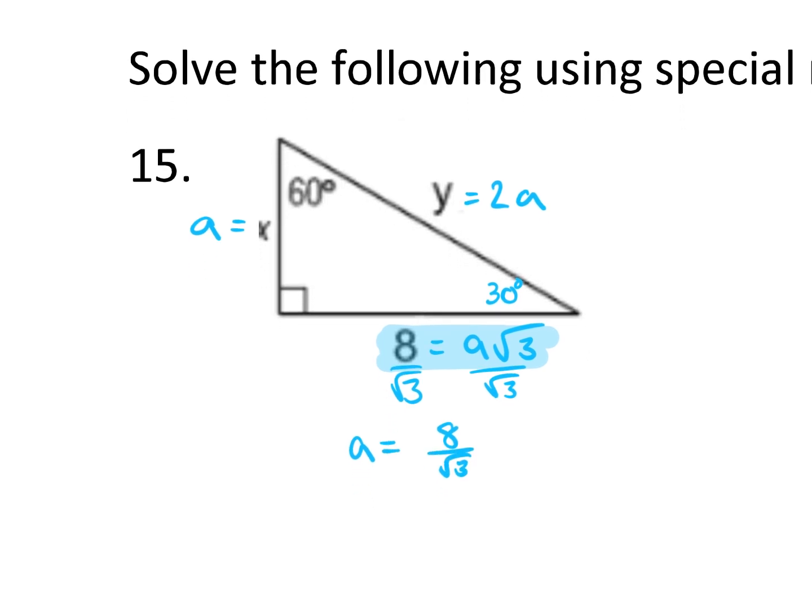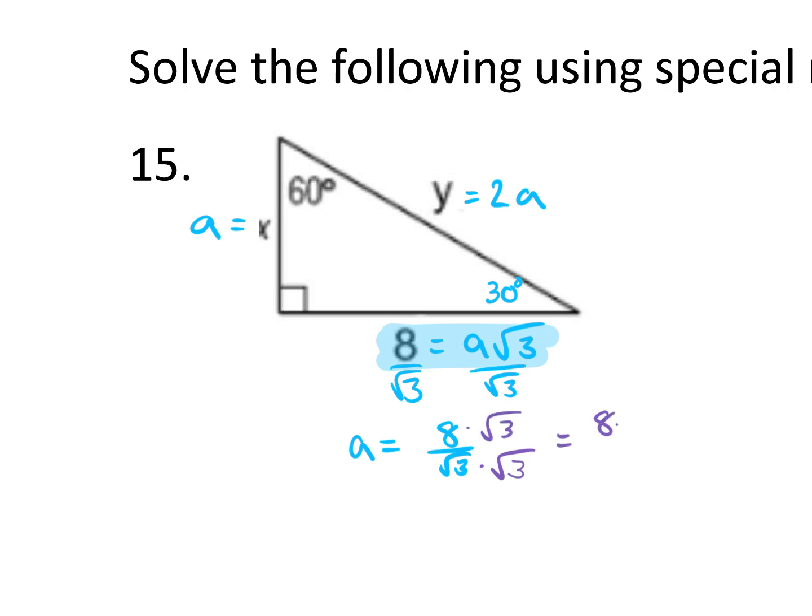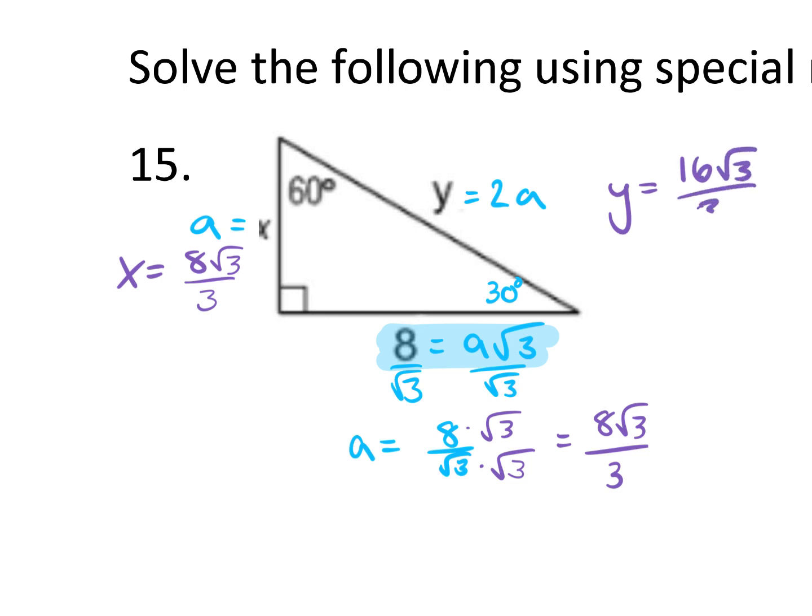Can we leave our answer like this? No, we have to rationalize. So multiply the top and the bottom by square root 3. We get 8 square root 3 over 3. So that's our A. So we're going to plug that in. So X is equal to 8 square root 3 over 3. What would Y be equal to? 16 square root 3 over 3. We just have to multiply the top by 2. Questions here?